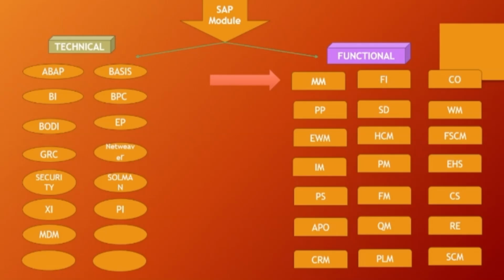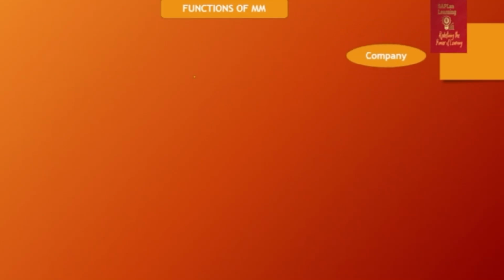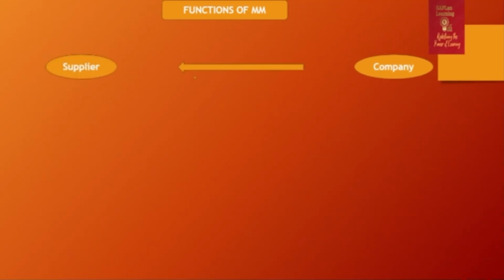When a business, that is our company, purchases any materials or services from external suppliers, contacting the vendor or supplier for purchasing, that is known as procurement. The material could be raw materials, finished products, semi-finished goods, spare parts, and some other items maybe.